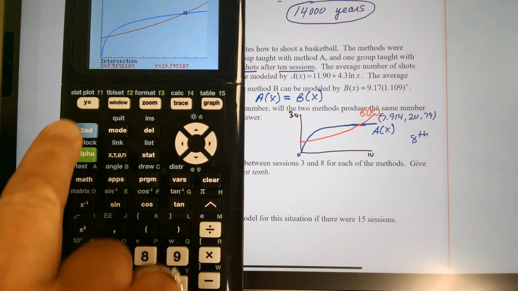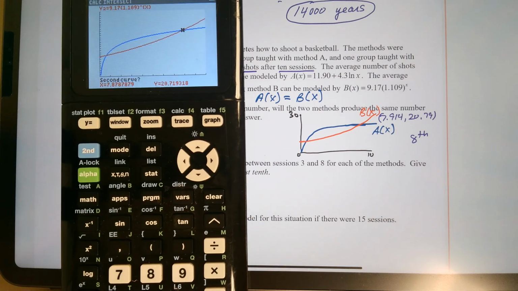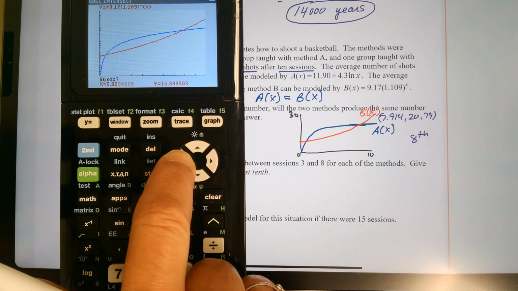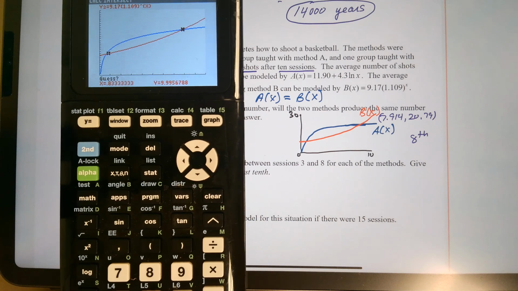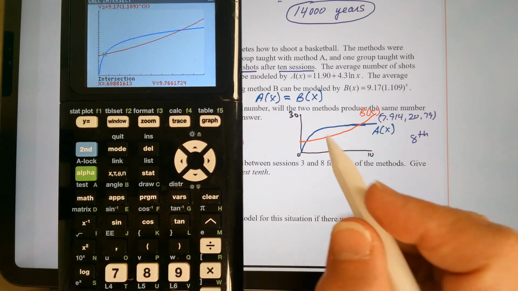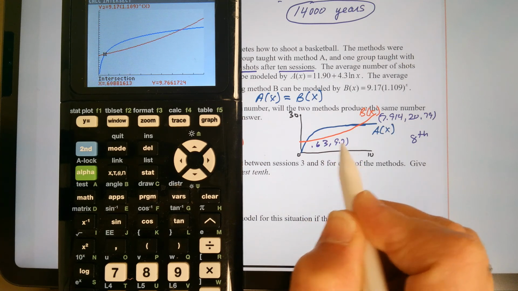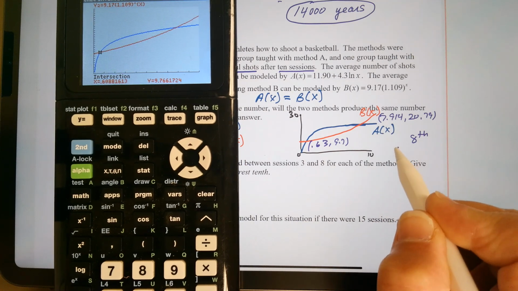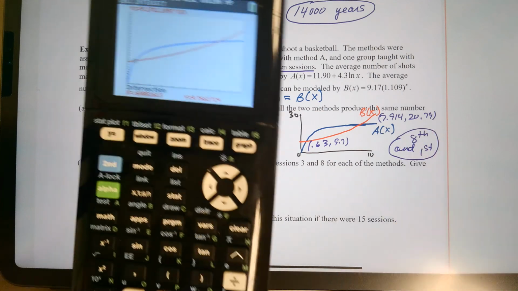And for the other intersection, second trace, number 5 again. Enter, enter, but for the guess, I have to move the cursor closer to the point of intersection to the left here. And this would round to the first. So the 8th and 1st sessions.